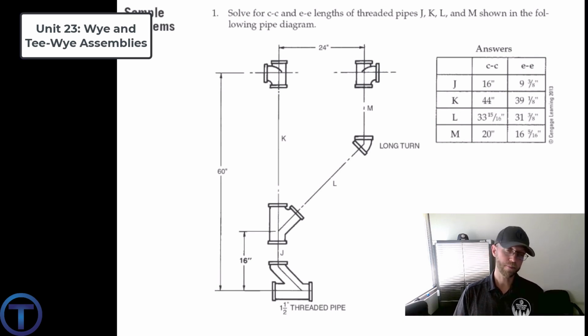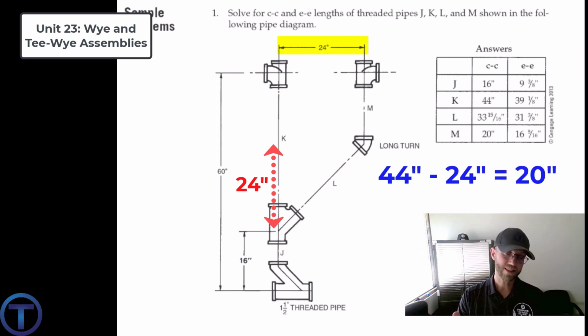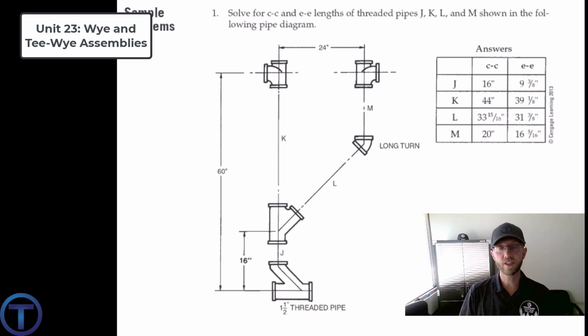Finally, let's look at M. To solve for M, we're going to take our overall, which is 60 inches. We'll subtract off what we know at the bottom for J was 16. That gave us 44. Then we also know from this triangle that if it's 24 inches for the offset, then from the center of the Y coming up to the center of where that 45-degree fitting is also 24 inches. That means we can take our 44 and subtract 24. It leaves us with 20. Or in other words, we had 60 minus 16, also minus 24. That's going to leave us with 20. There we have our center to center measurements.